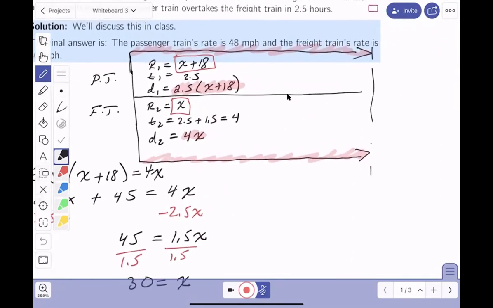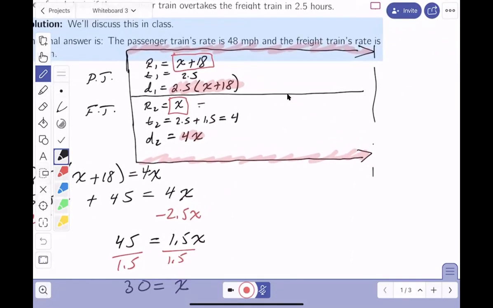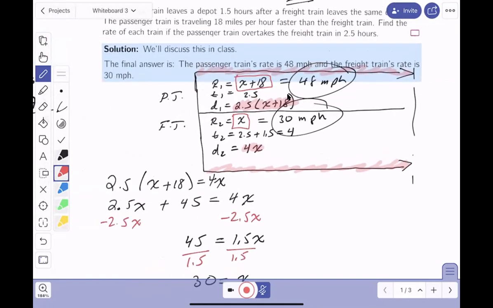So if I know x is 30, the rate of this train over here is 30 miles per hour. And the rate of this train over here is 30 plus 18, which is 48 miles per hour. That's what they wanted to know. Let's look at the key. And it says passenger train's going 48 miles per hour and the freight train's going 30. Relatively simple question. What's the problem though for a lot of students? It's understanding what they've read and how it relates to algebra. Let's go to the next page and we'll start number 3 now.